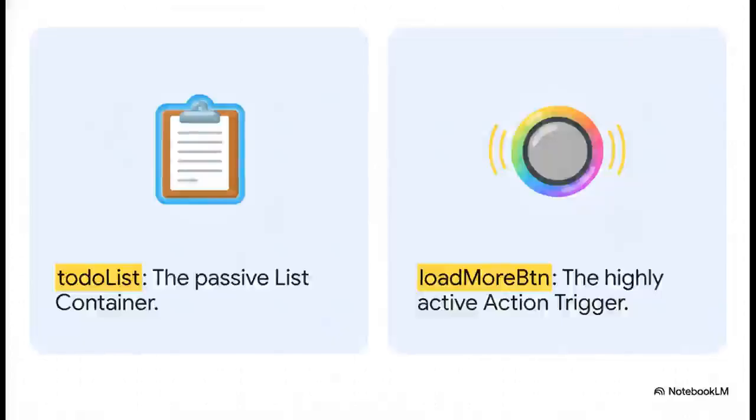It's really crucial to understand the contrast between these two hooks. Think about it. One is our todoList, which is our list container. It's totally passive. It's just sitting there on the page, waiting to hold whatever fetch data we throw at it. But the other one, loadMoreBtn, the action trigger, that element is highly active. It's the actual mechanism that gives your user the literal power to reach out and fetch more data.